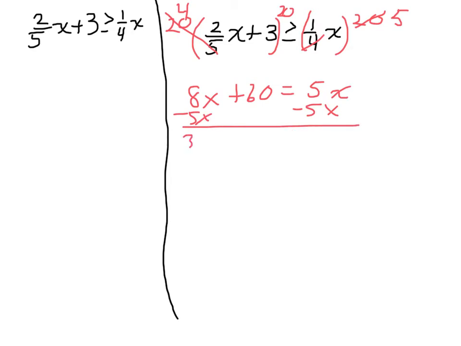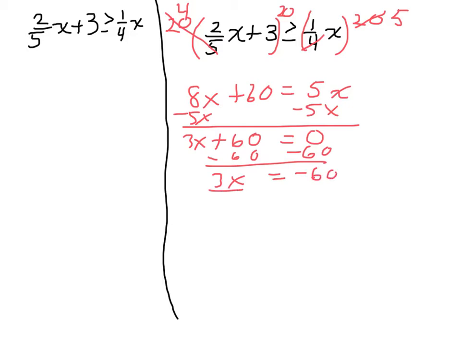I get 3x plus 60 is equal to, and please start getting used to writing this down, the number 0. Now I'm going to subtract 60 from both sides. So 3x is equal to negative 60, and then I divide both sides by 3. So x is equal to negative 20, and this is my dividing point. Okay, I just found my dividing point.